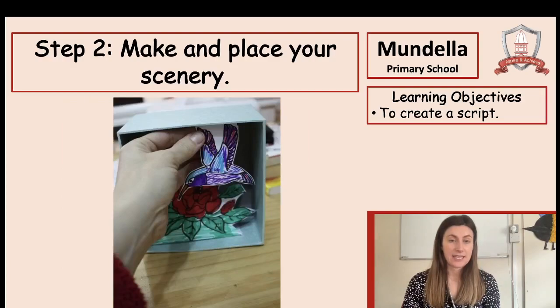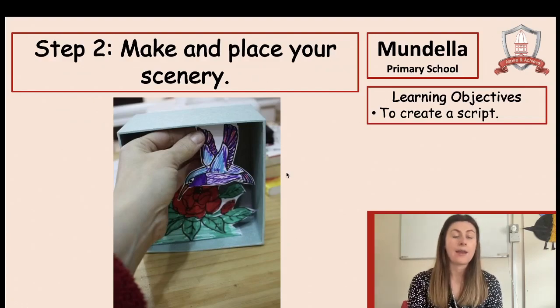Here we go. So here is an example of how you can place in your scenery. So here this person's just got a flower and a bird. Ours is obviously going to be a bit different. So make sure you've stuck it in really nice and neatly and then press play when you're ready to move on.